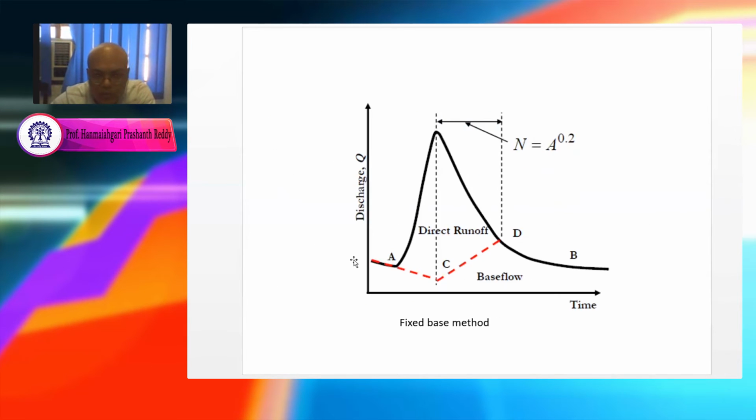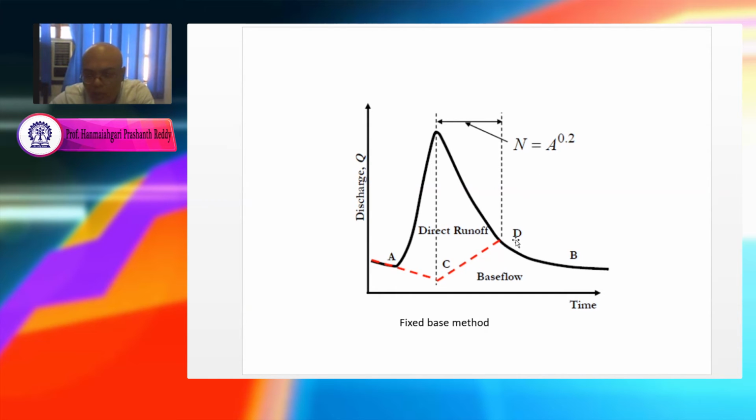So how do we draw this base flow separation? First, we have to identify A, D and the peak. We have to draw one vertical line from the peak, shown as a dashed line. Draw a tangent at point A. This is the tangent at point A. The tangent at A intersects the vertical line through the peak at C. Now we have identified point C.